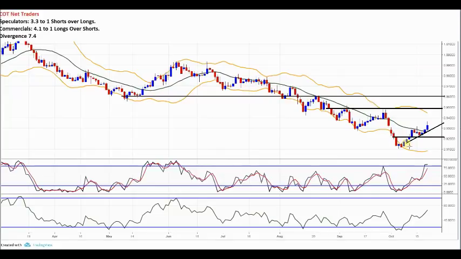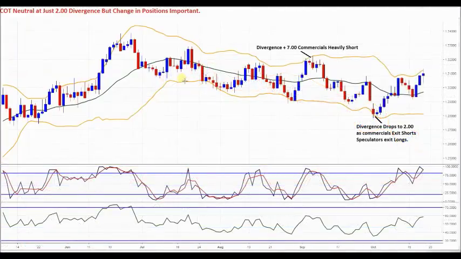Now let's move to the last pair we are going to look at today, which is USD CAD. Now, in terms of COT net traders positions, there is no divergence here to give us clues. The COT is neutral, it's at just 2 as a divergence. But the change in the positions is important for us because we'll look at the COT in previous weeks.